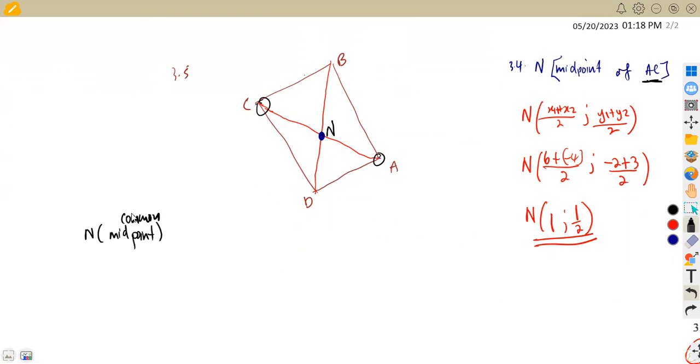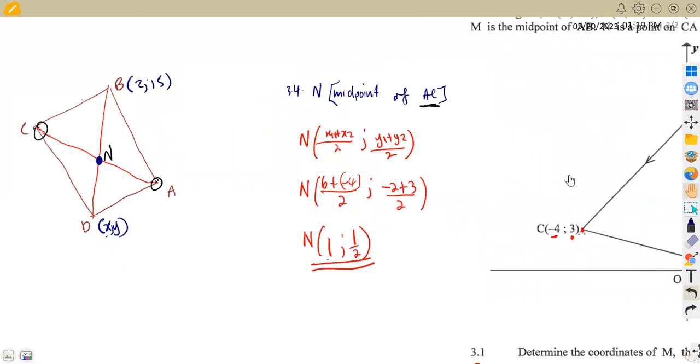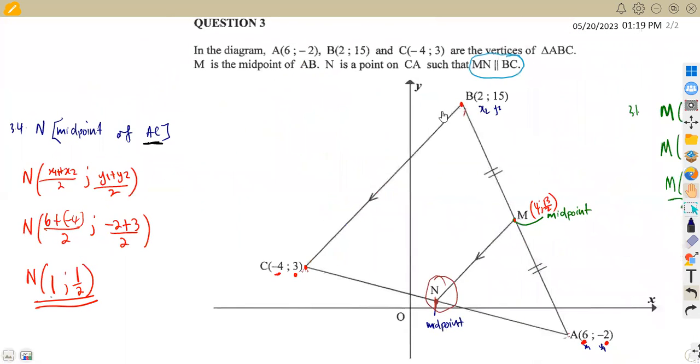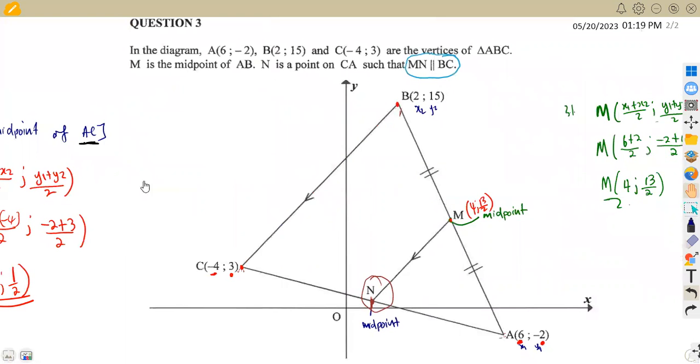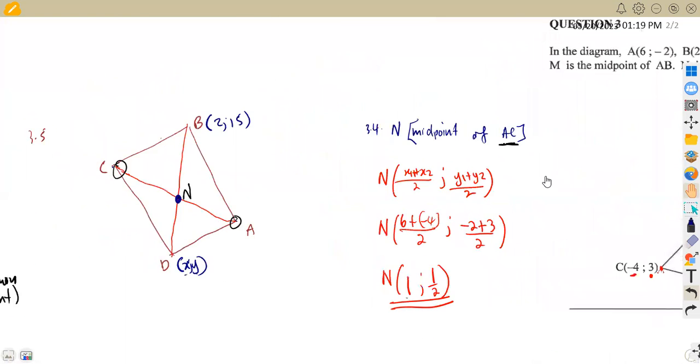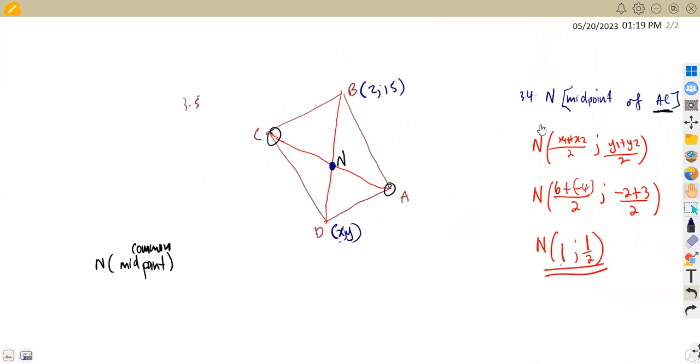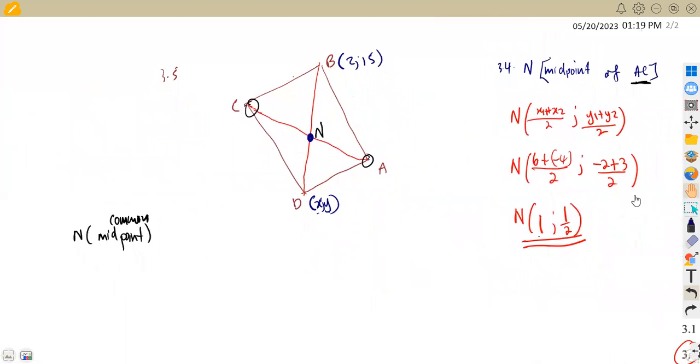So being the common midpoint for the diagonals, it means our N, which is 1, 2, was calculated from D, which is XY. We just name point D XY. We are given the point B before, that was 2, 15. This is this point B. We have it from our diagram. Take note, this is our point B, which is 2, 15. So using the midpoint concept, how did we calculate the midpoint before?